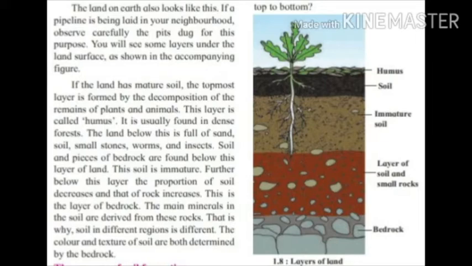The land below this is full of sand, soil, small stones, worms, insects, etc. Soil and pieces of bedrock are found below this layer of the land. This soil is immature. Further below this layer, the proportion of soil decreases and that of the rock increases. Now, this is the layer of bedrock. The main minerals in the soil are derived from these rocks. That is why soil in different regions is different. The color and texture of the soil are both determined by the bedrock.